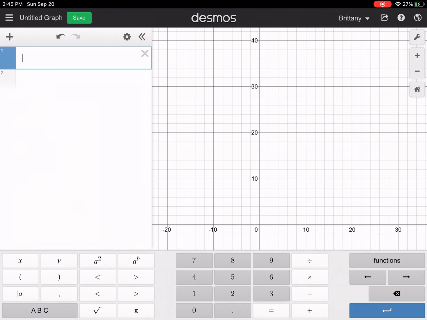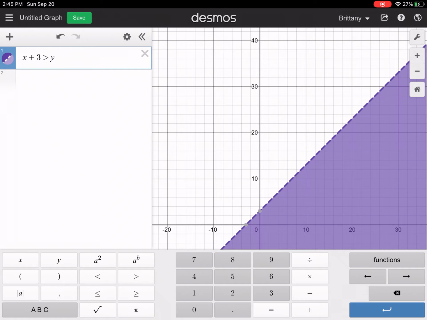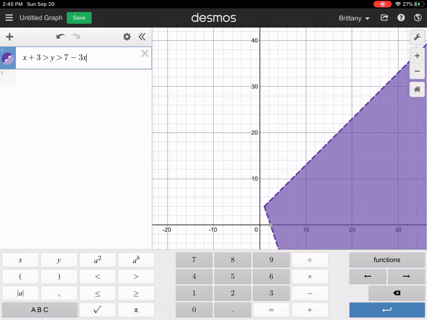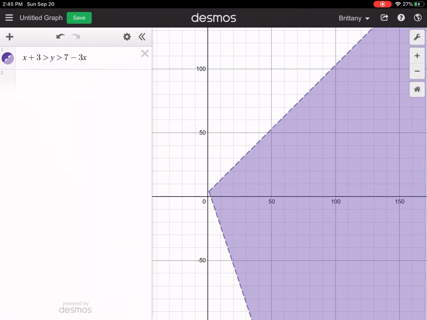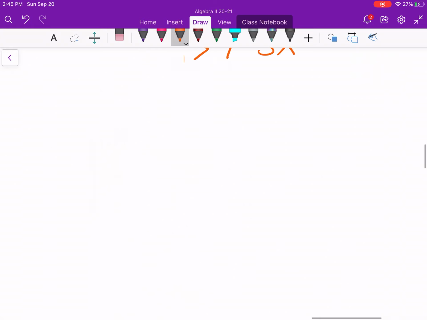So I get x plus 3 is greater than y is greater than 7 minus 3x. And that's my solution. It's right there, the shading between those two lines. What it fails to show you is where the lines continue.